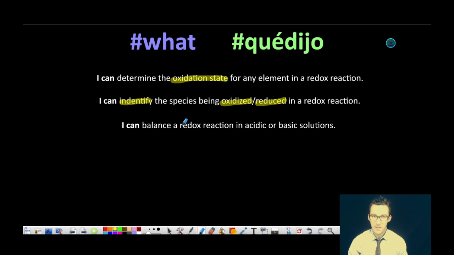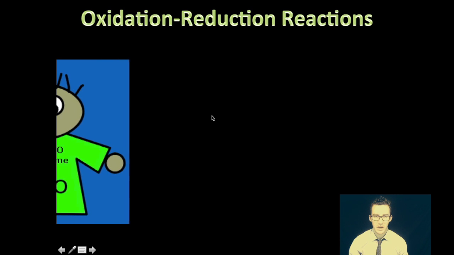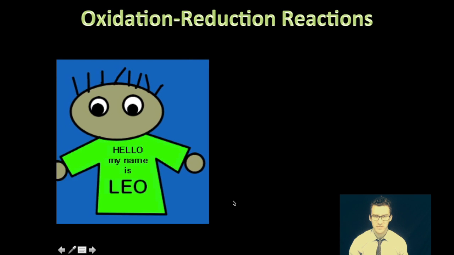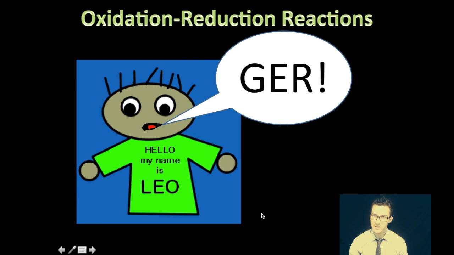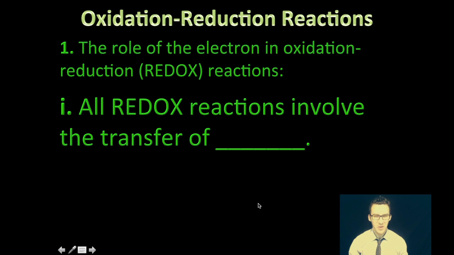And then lastly, you're going to balance a redox reaction using the half reaction method in either acidic or basic solutions. So those are the big three things we're going to be doing today. First, some quick notes. I would like to introduce you to my good friend Leo and what he says. Keep Leo in the back of your mind as we work throughout this entire unit, as he's going to be very, very helpful.